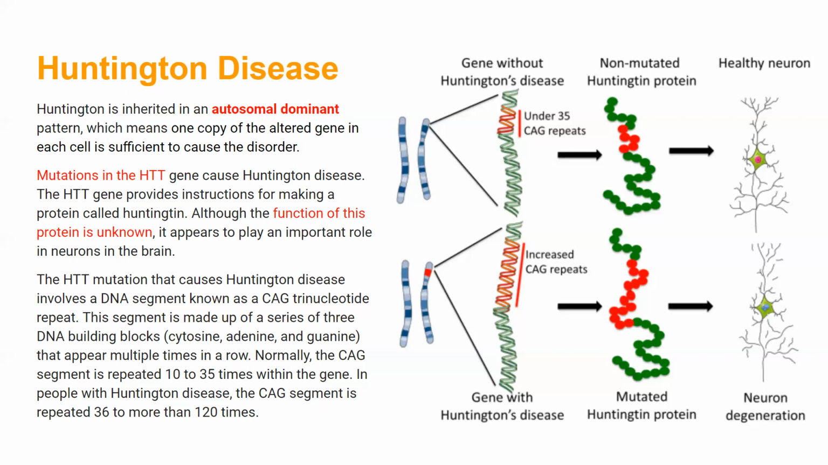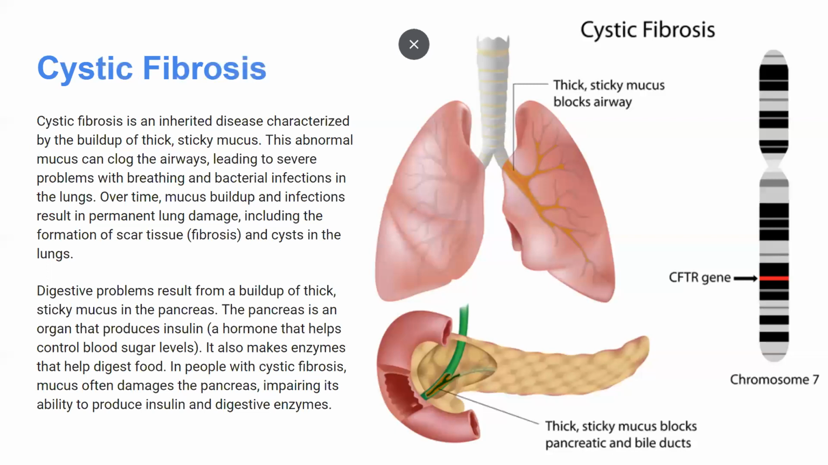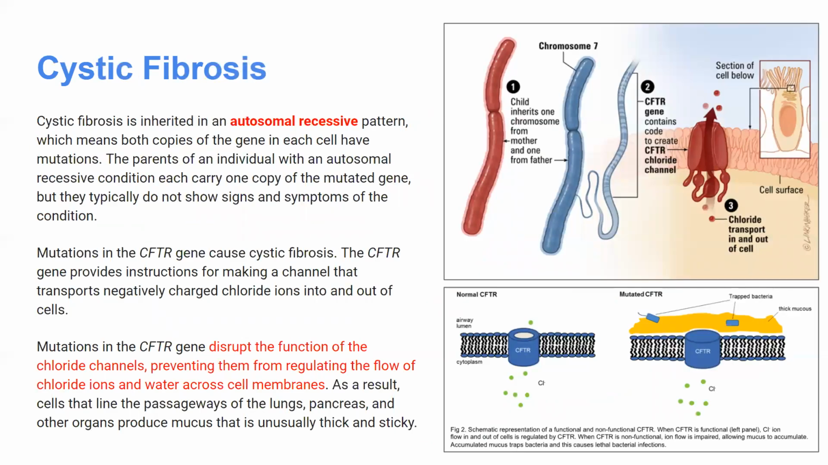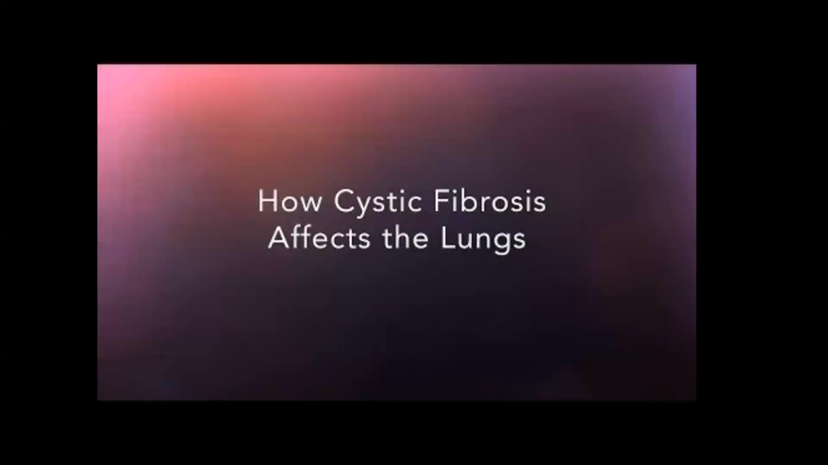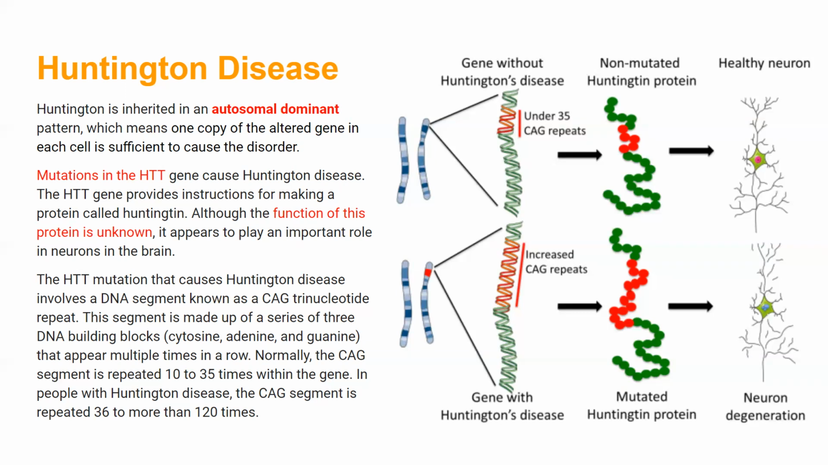Okay, next one, Huntington. You should be writing. Are you writing? Be writing. So it's where mutations disrupt the function of the chloride channels. You're probably going to have to copy that later.